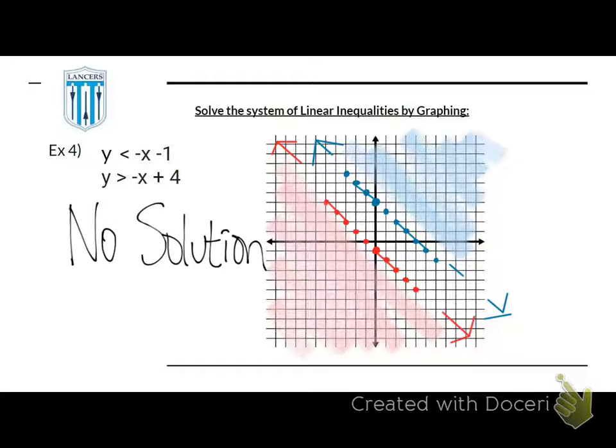In 5th hour, somebody asked, so if I know that the slope is going to be the same, does that mean automatically there will be no solution? And to that, I said no, because we could have shifted the red line up and the blue line down, and then we would have ended up with some shading in the middle. So make sure that you are not deciding if there is or is not a solution until you have graphed both of them. Questions about example 4?